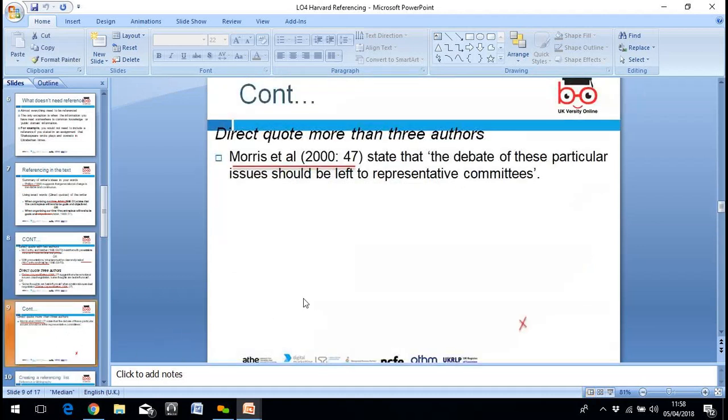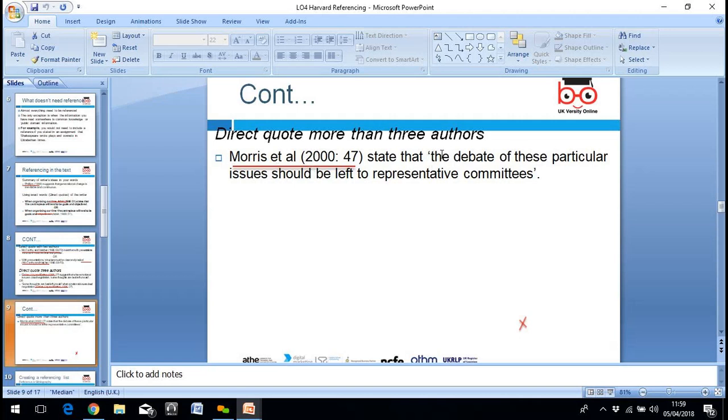If it's more than three authors, you've got a number of authors. It's actually a piece of Latin. You can put Morris, who is the lead writer, and then just et al, which means and everybody else in Latin, but it's used throughout in referencing. So if it's lots of different authors on a particular subject that you're quoting from, then use that.